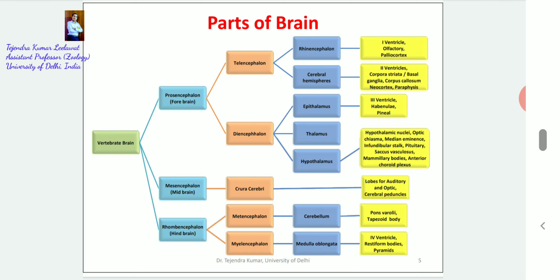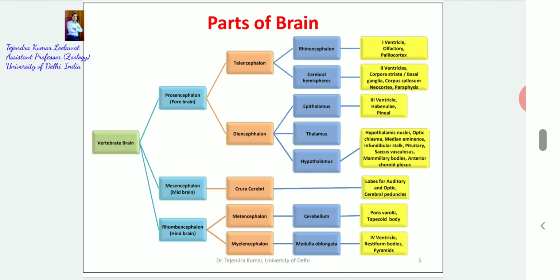So the vertebrate brain has three major parts. First is prosencephalon. It is called the forebrain because it is located at the anterior side, and fore means before. The middle portion is called the midbrain or mesencephalon, and the last, posterior portion is called the hindbrain or rhombencephalon.